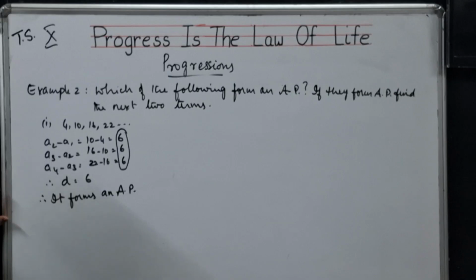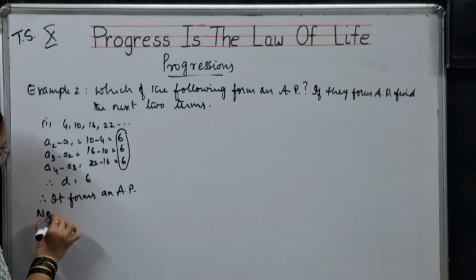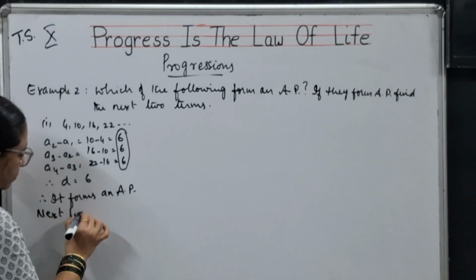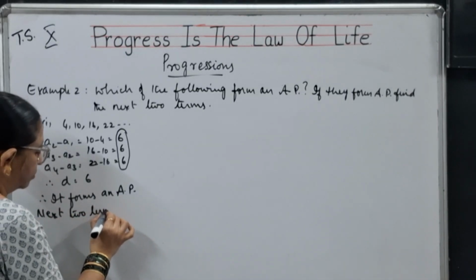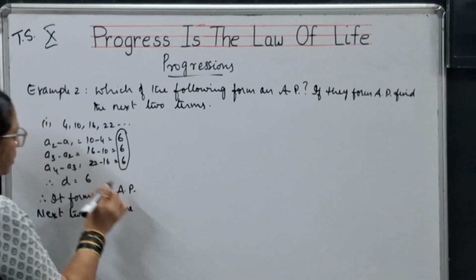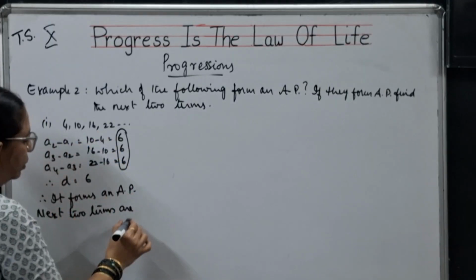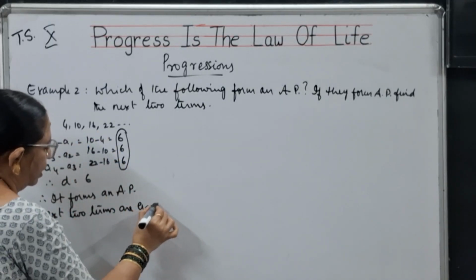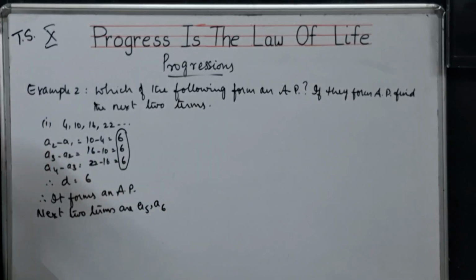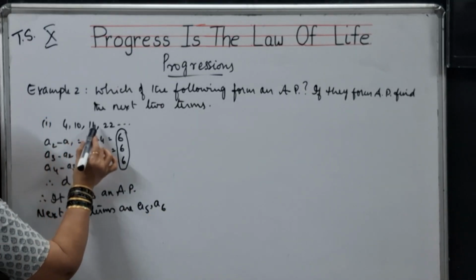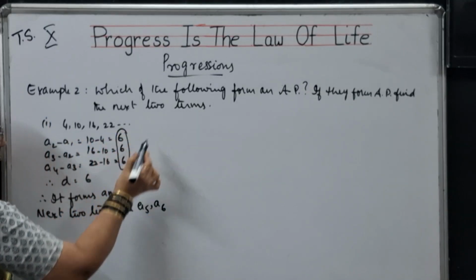It forms an arithmetic progression. So in this case, if it is an AP, what are the next two terms? So what are the next two terms, children? See, 1, 2, 3, 4. That means A5 and A6. This is first term, second term, third term, fourth term, fifth term, sixth term.